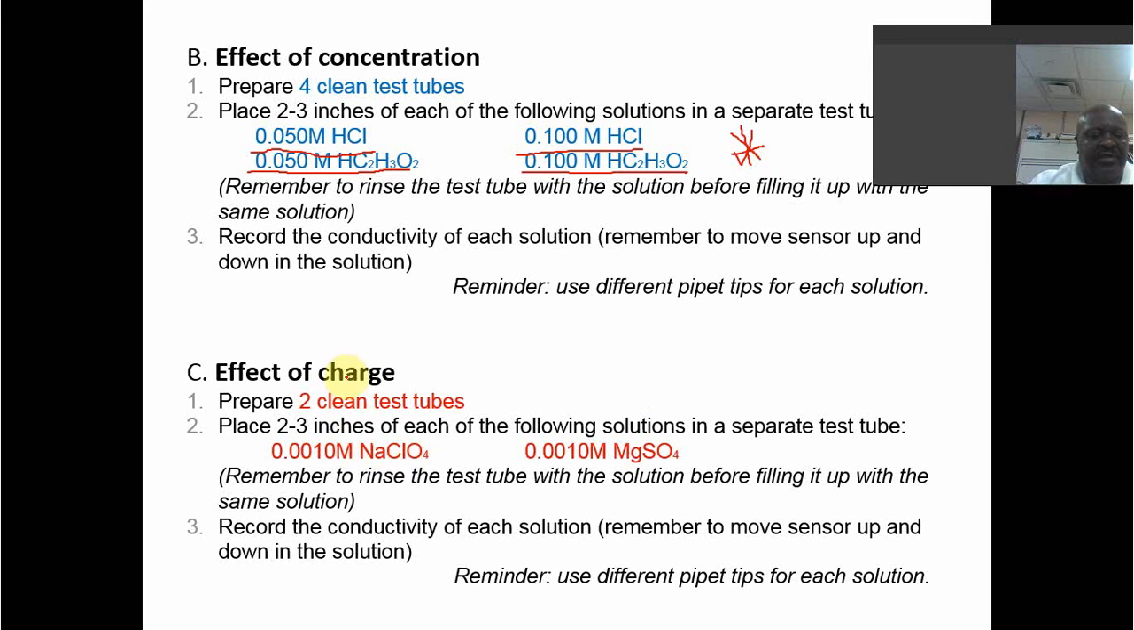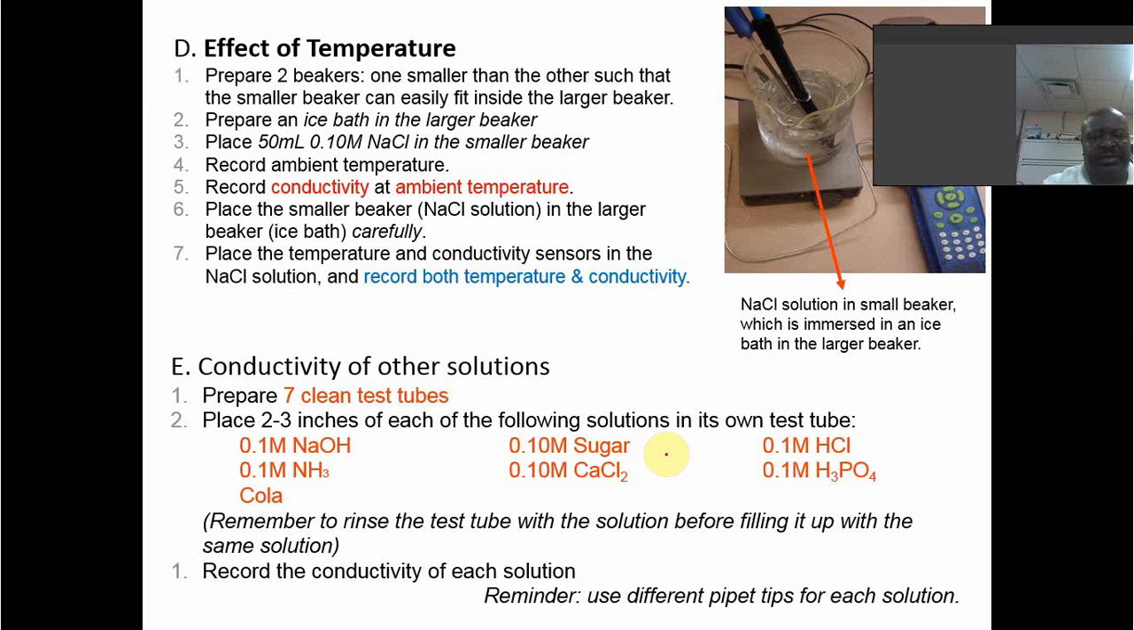And then for the effect of charge, it'll be sodium perchlorate, +1 -1, and magnesium sulfate, +2 -2. Looking at those two, which one actually shows a higher conductivity? Whichever one shows a higher conductivity, can you rationalize and explain the results? For the temperature one, we're going to use an ice bath that is 0 degrees centigrade and room temperature, and then you can look at those values. And again, the idea is to not only record the values, but also be able to explain them.